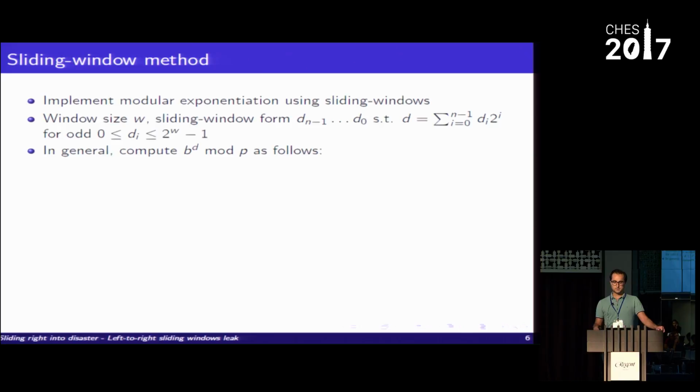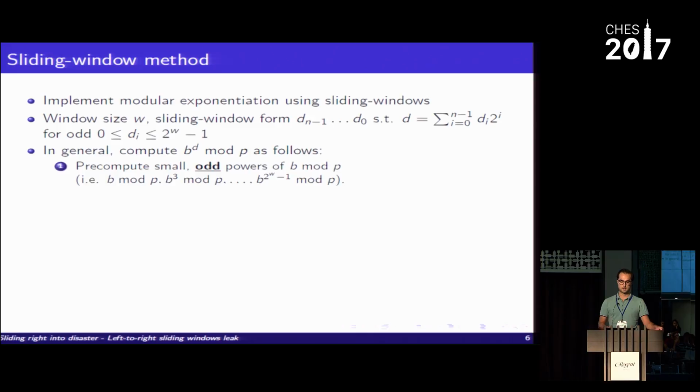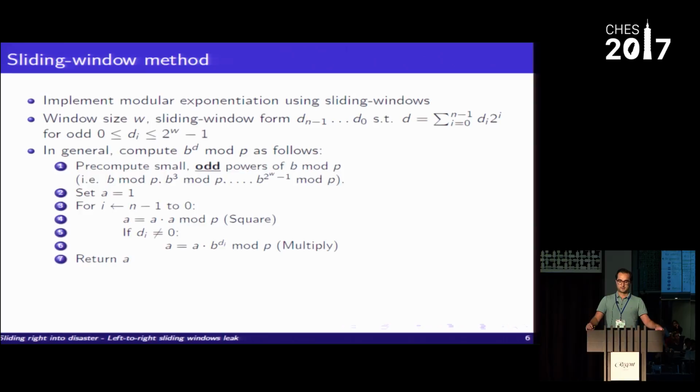Now, in general, if we want to compute b to the d mod p, and p can also just be the modulus N, we perform the following operations. We first pre-compute small odd powers of b, for example, b mod p, b cubed mod p, all the way up to b to the power 2 to the power W minus 1. Note that the word odd is both bold and underlined, so it's important. Then we set a to 1, and we go from the most significant index n minus 1 to 0. For each index, we square a, and for non-zero values of d_i, we also multiply it. These are square and multiply operations, and we multiply a by b to the power d_i mod p, and in the end, you return a.